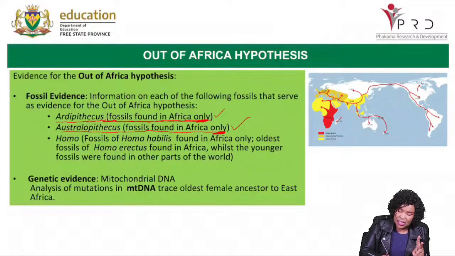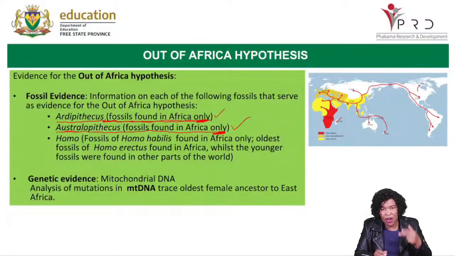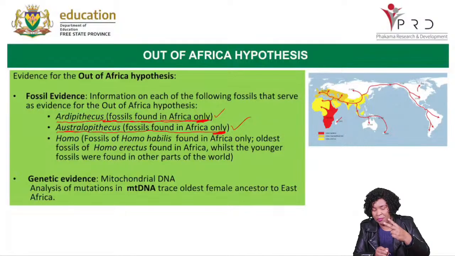Ardipithecus fossils are found in Africa, and these are the oldest common ancestor of the hominids. And then the Australopithecus, which came after Ardipithecus, are also found in Africa only. So that is reason number 2 for why we support the out of Africa hypothesis.